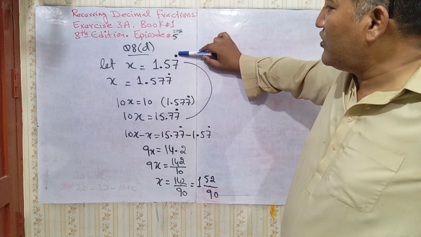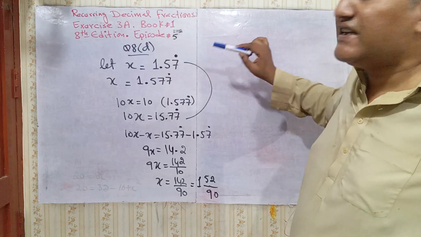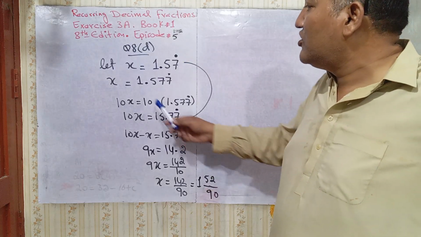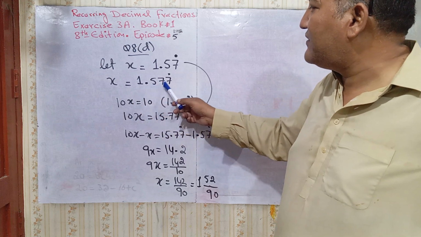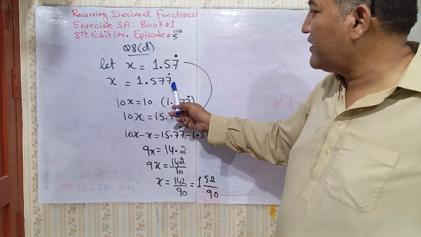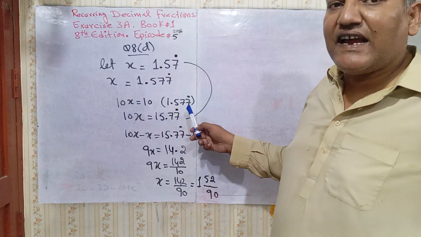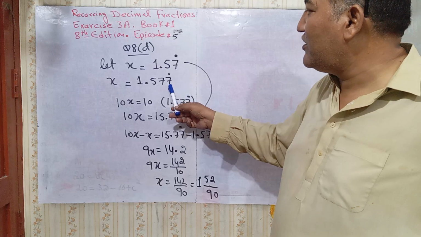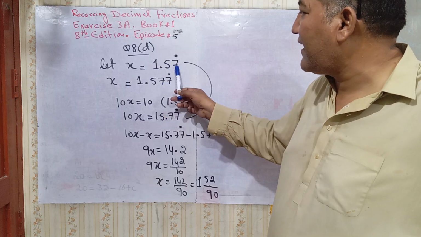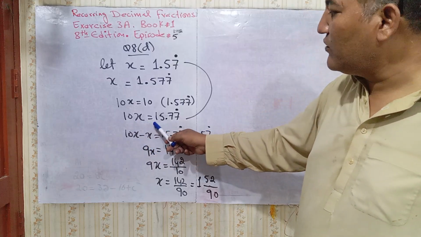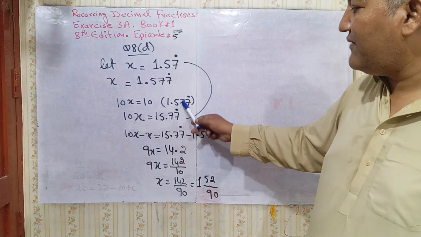So that 7 dot means that this 7 will be repeated. This is a recurring non-terminating decimal fraction. So you will get x = 1.577 dot. I just wrote it like this. Then multiply both the sides with 10. Why with 10? Because I want to bring this 7 dot to the second decimal place, like here. So multiply both sides with 10. You will have 10x = 15.77 dot.